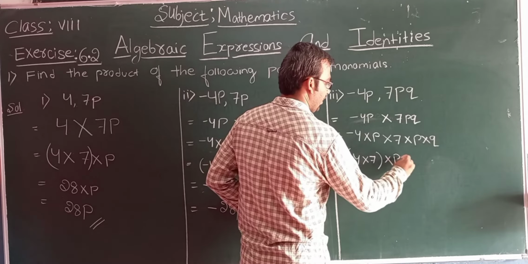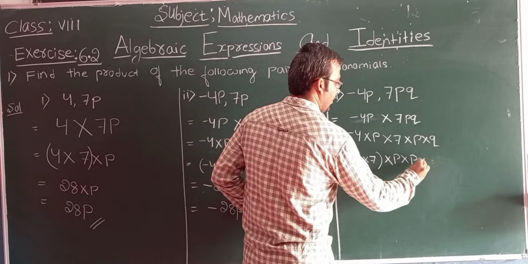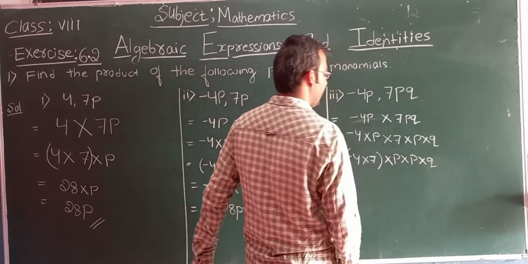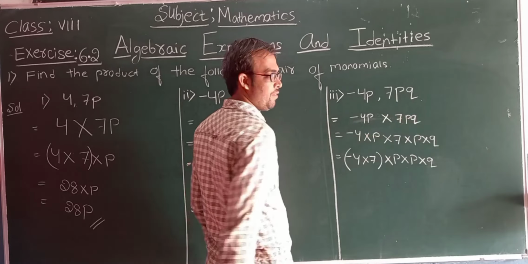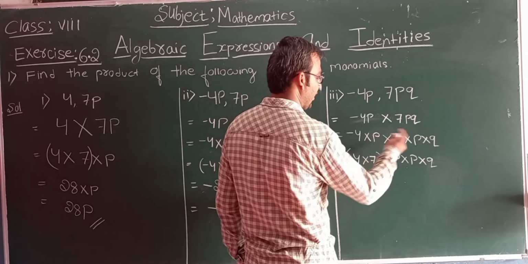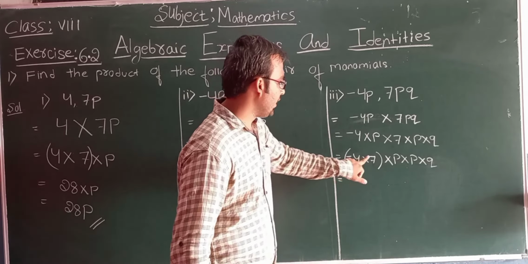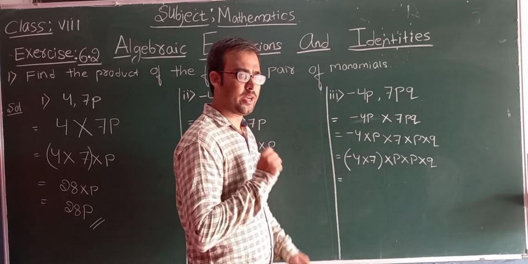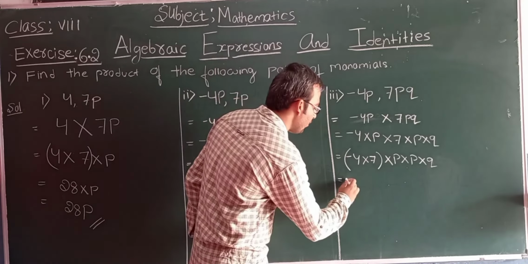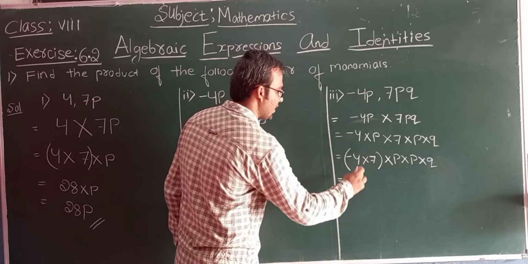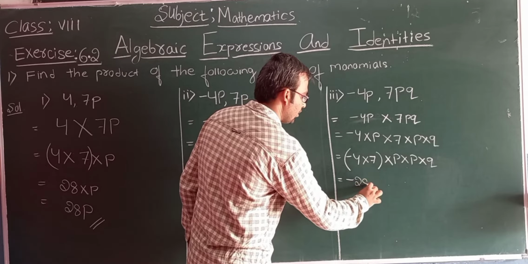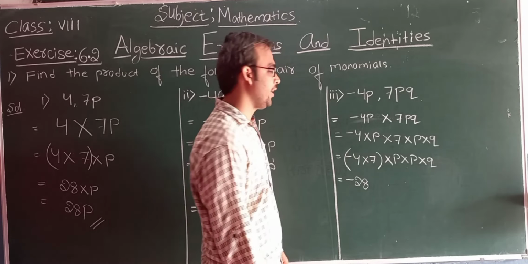Now P into Q. As there is a multiplication sign everywhere, there is no need of fitting, but you can write the number anywhere. Now students, here minus is there, and here nothing is there, which means plus will be there. So minus into plus is what? Minus. Next, 4 sevens are 28.